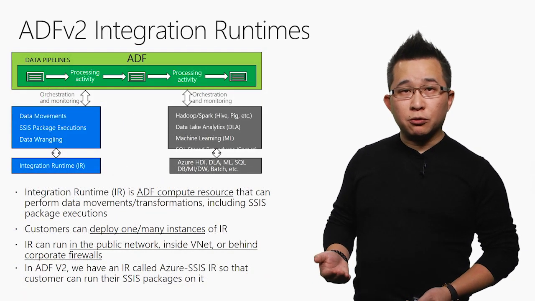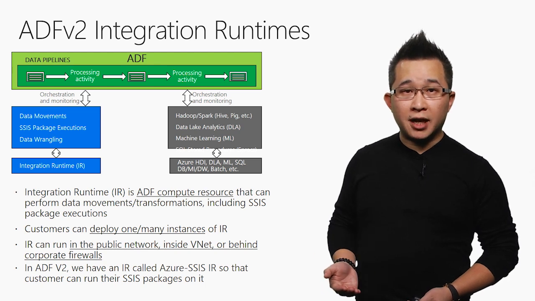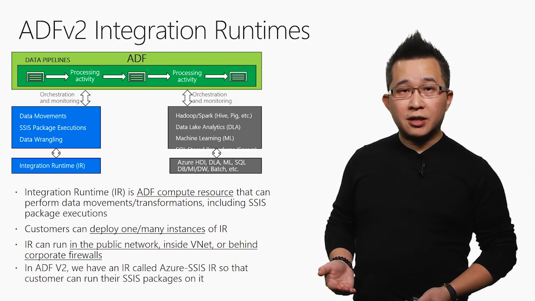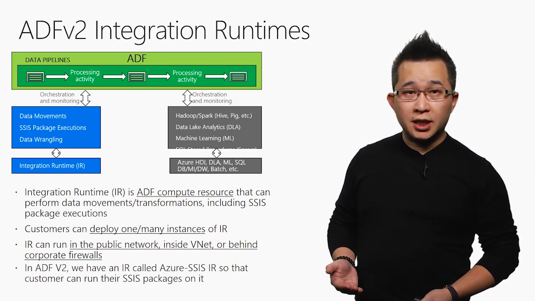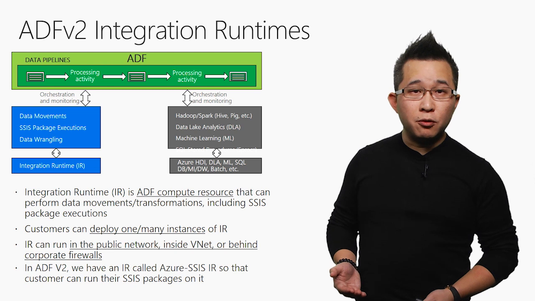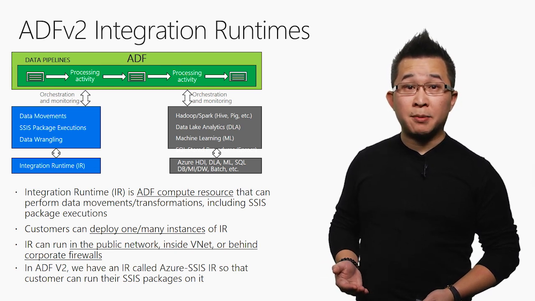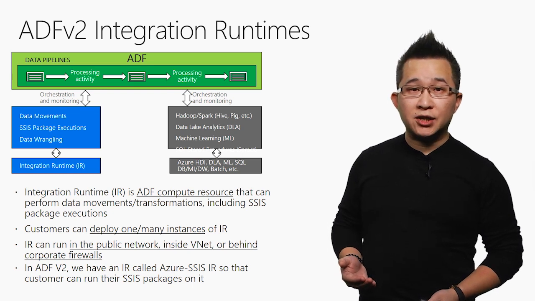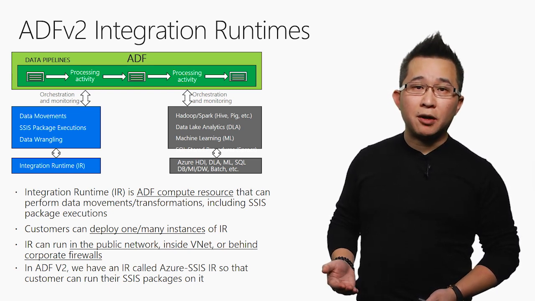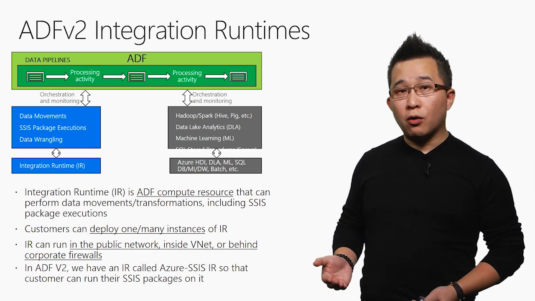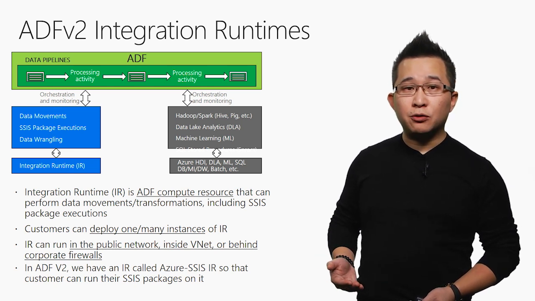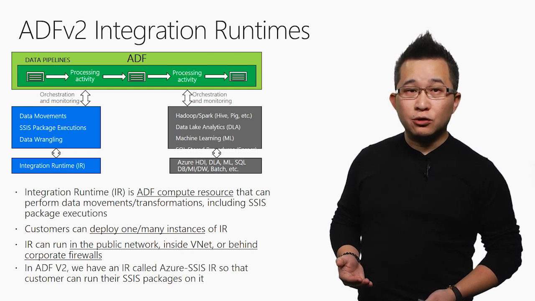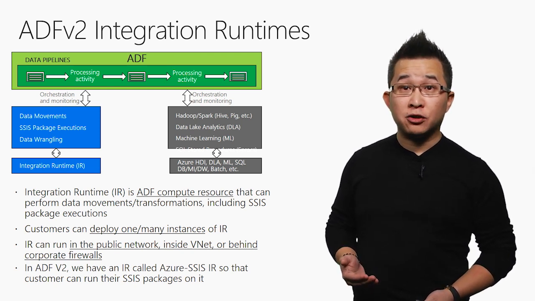In ADF v2, we introduced a new concept called Integration Runtime. Integration Runtime, or IR, stands for ADF compute resources. These compute resources can perform data movement and transformation, including SSIS package executions. Customers can deploy one or more instances of IR, and this IR can be on a public network or inside a VNet. In ADF v2, we have an IR type called Azure SSIS IR, so that customers can run SSIS packages on it.